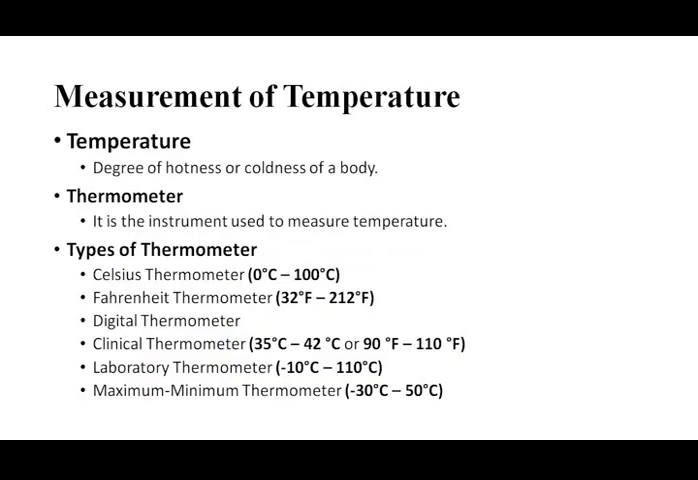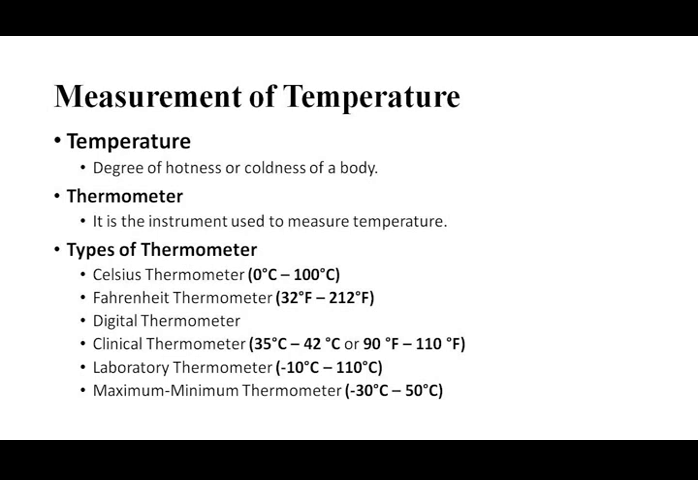Now we move on to measurement of temperature. What is temperature? Basically, temperature is just the degree of hotness or coldness of a body. What it means is temperature tells us whether a body is hot or cold, and if it is hot, how hot it is, and if it is cold, how cold it is. Okay, and to measure temperature, we use this instrument called thermometer.